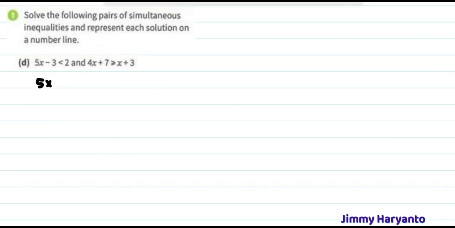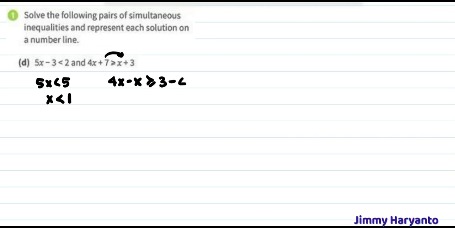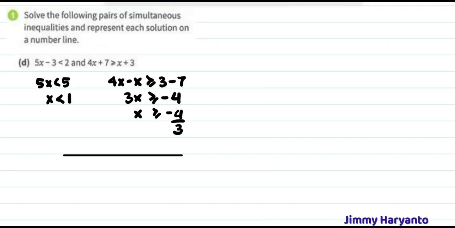Next is this one. For this one, I will move the 3 to the other side. I will have 2 plus 3 equals to 5. X is less than 5 divided by 5 equals to 1. And then for this one, I will move the x from the right hand side to the left hand side. So I will have minus x, and then greater than 3, I will move the 7. That means negative 7. And then what next is 3x greater than or equal to negative 4. So x greater than or equal to negative 4 divided by 3. The number line will be like this, negative 4 over 3 right here, and then 1 is right there.